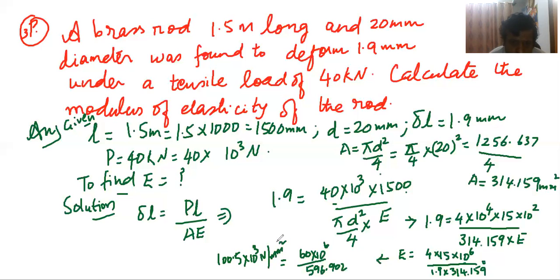If I want to express in terms of gigapascals, what do I have to do, students? I have to just write this as into 10 power 6 by 10 power 6. So this will be 10 power 9, 100.5 into 10 power 9 Newton per meter square. So that is actually 100.5 gigapascals, the required Young's modulus.